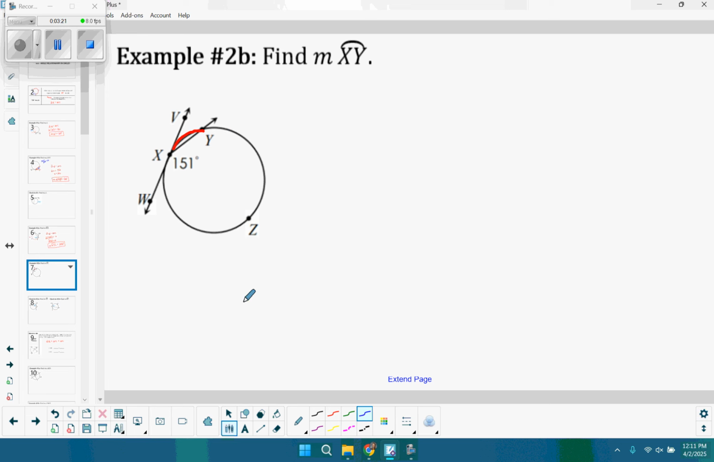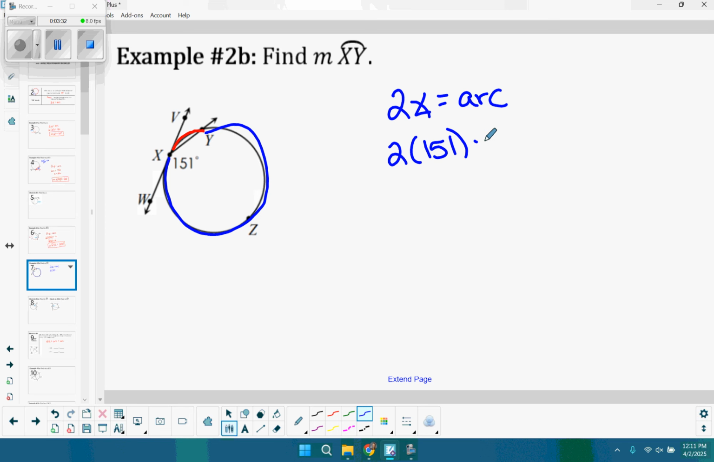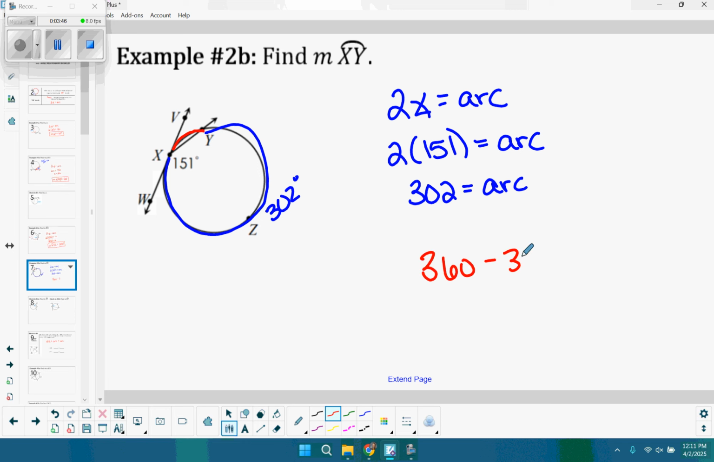So for this one, the much bigger arc, 2 times angle equals arc. So 2 times 151 is equal to that arc. So that arc is really 302 degrees. Since a circle adds to 360 and it's only made of these 2 arcs, we could do 360 minus 302, and the measure of arc XY would be 58 degrees.